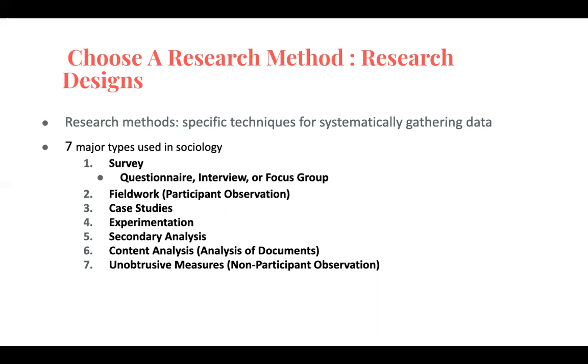But just the 7 broad types: surveys, and surveys can take the form of questionnaires, interviews, or focus groups. Surveys can be quantitative or qualitative methodology, depending on your instrument and the exact form that it takes. Field work, which is also called participant observation, but sometimes non-participant observation can also be included in there.